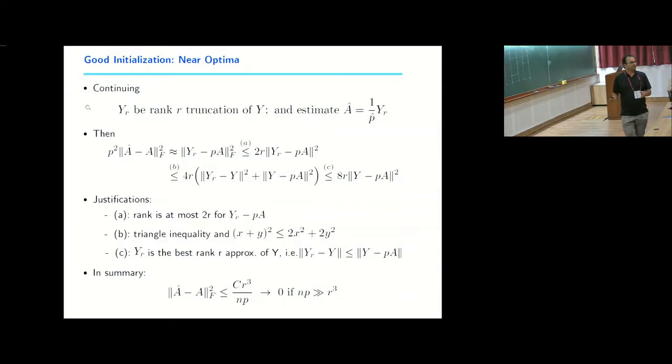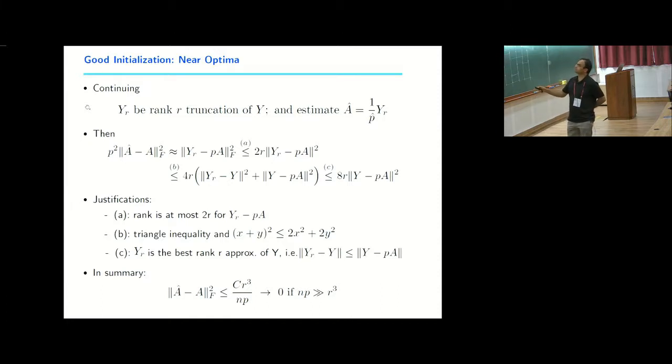Now, yesterday we didn't do this calculation because we had a matrix which may not have been low rank. But in this case, we are explicitly assuming low rank, and that's why it's easier to do calculations. So let's do that. P squared times this quantity, where A hat is the truncation of Y, times P minus A, is less than or equal to 2R times this. Why is that the case? Well, these are the sum of the squared singular values, R of them. They must be less than or equal to R times the maximum one, and that's what I'm doing.